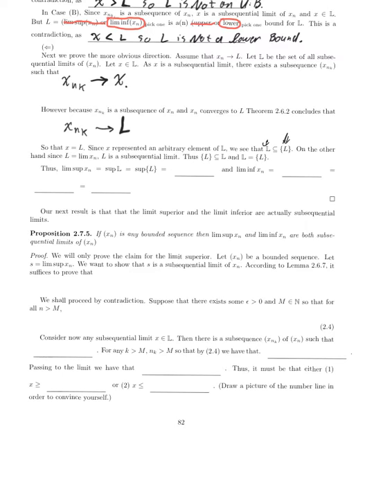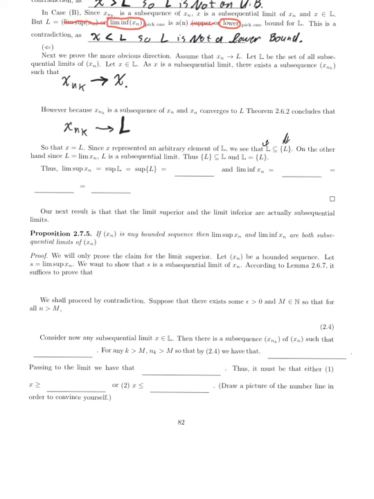Well, that's really easy. L is the limit of x sub n, so x sub n is a subsequence of itself, so L is a subsequential limit. So that means L is in blackboard bold L, and I get the other containment.